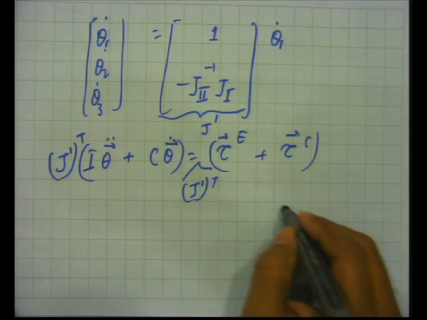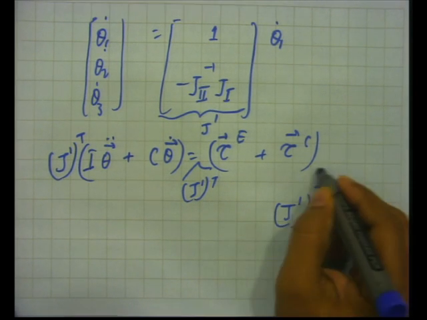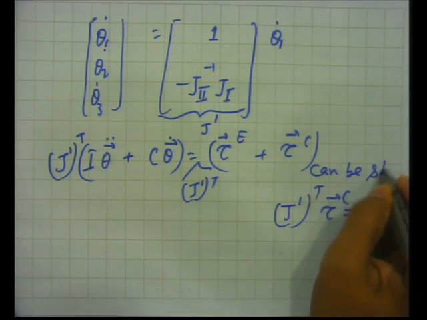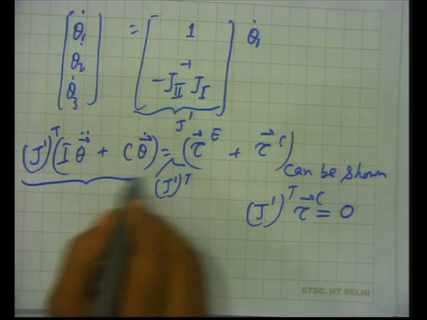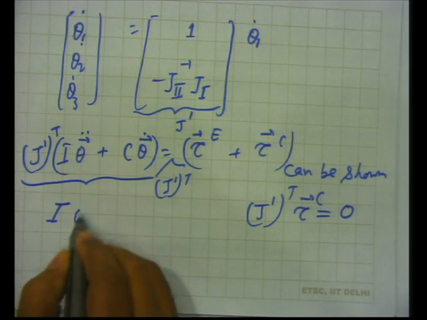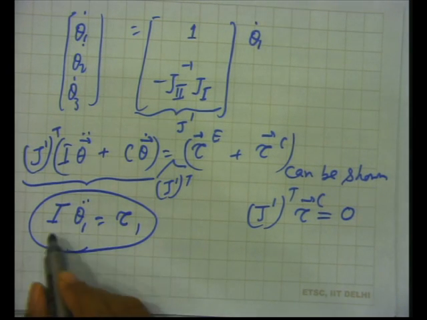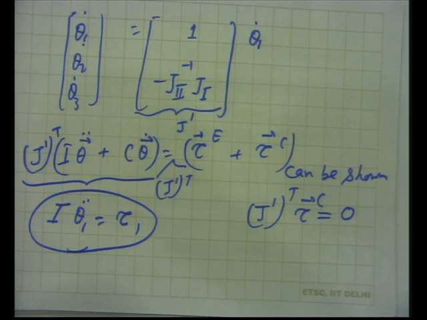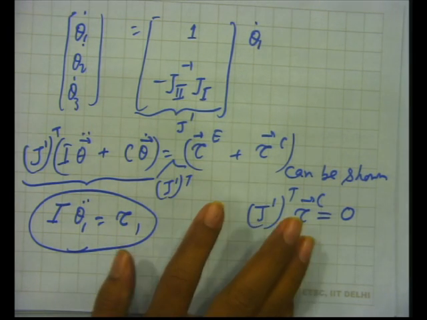So, one can now show that J prime transpose into tau c is equal to 0. So, it can be shown. So, my final equation of motion will look like, this will become a scalar quantity, I theta 1 double dot is equal to tau. But this I will look like a very complex expression. So far I have not seen any textbook which is reproducing the expression of it. There is also an inversion calculation required, right. So, doing all this by hand will be a relatively tedious process.